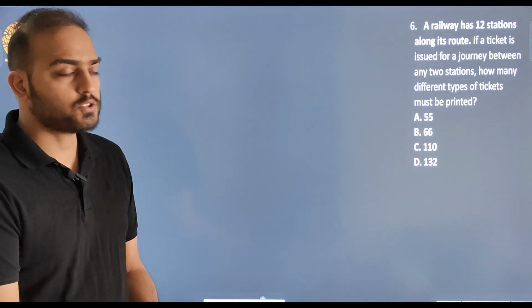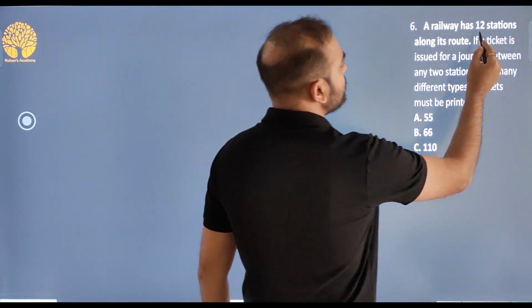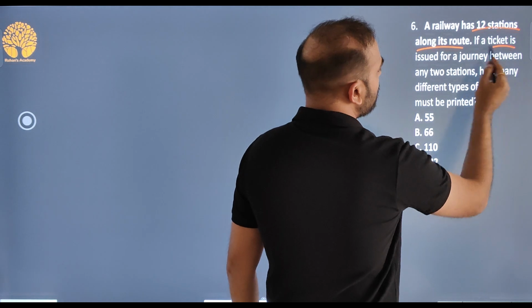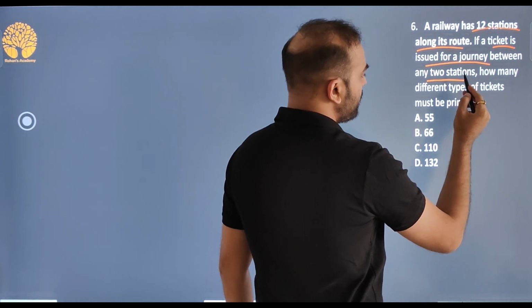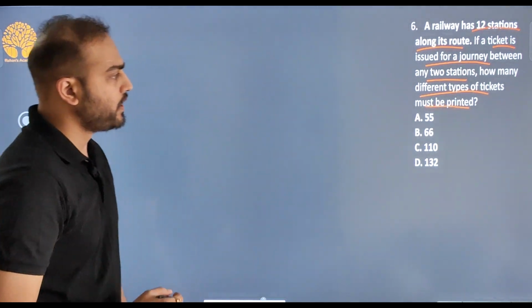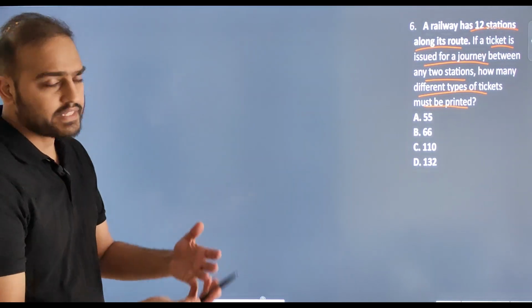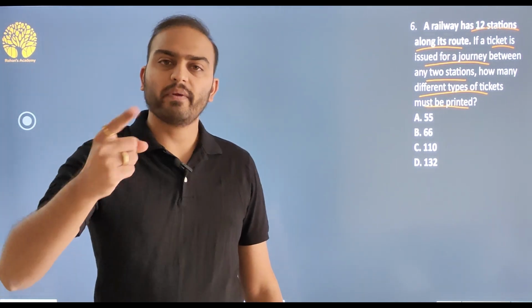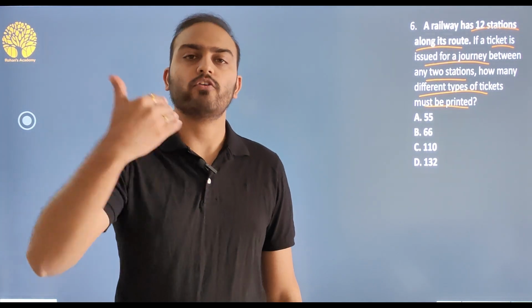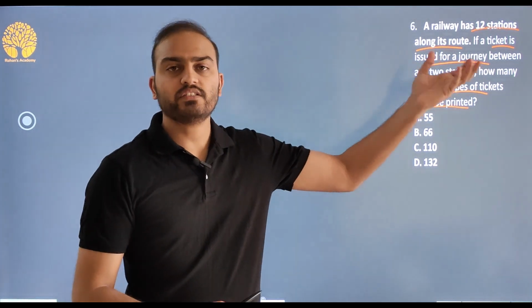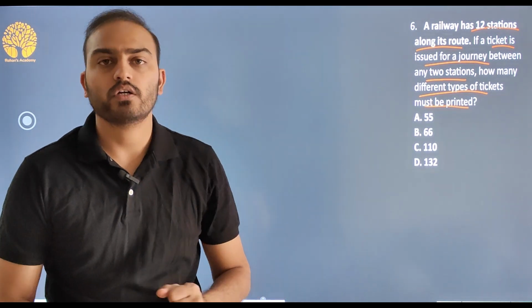Alright, moving to the next one. So we have a railway line which has 12 stations along its route. A ticket is to be issued for a journey between two stations. How many types of tickets can be printed? Again, think, if you want to print a ticket, can you repeat the same station? Can you go from Bangalore to Bangalore? No, right? From 12 stations, repetition not allowed.